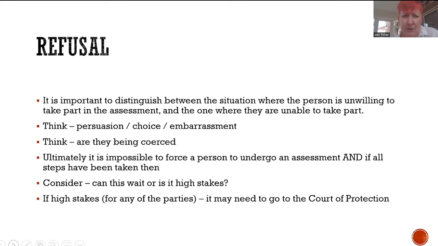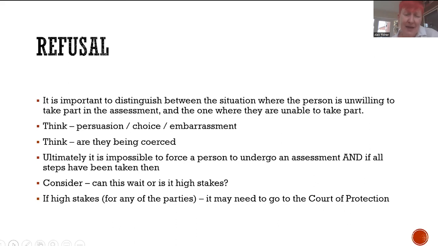Ultimately, though, it's important to tell you that it's impossible to force a person to undergo an assessment. But what you need to do is demonstrate that all steps have been taken before you come to the conclusion where you think, okay, now what? So it might be that it can wait. And again, can it wait? Or are there really high stakes for this person? High stakes for them and for any of the parties involved? Because let's face it, it usually involves more than one person.